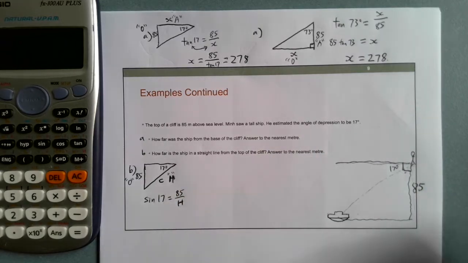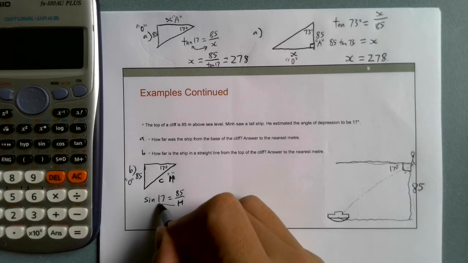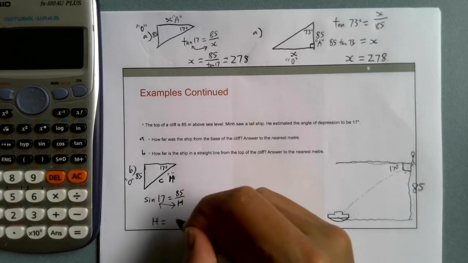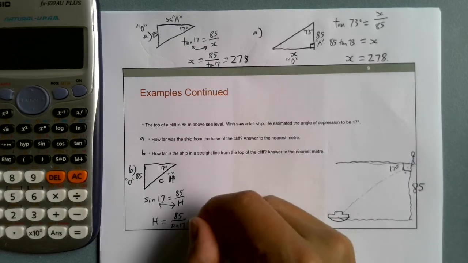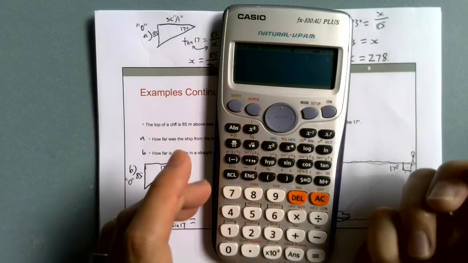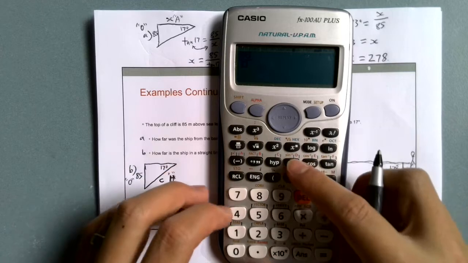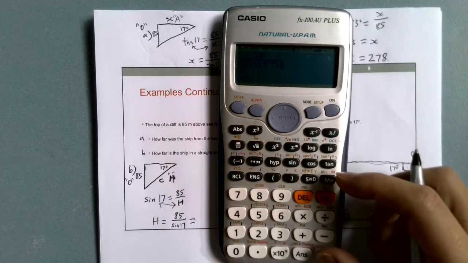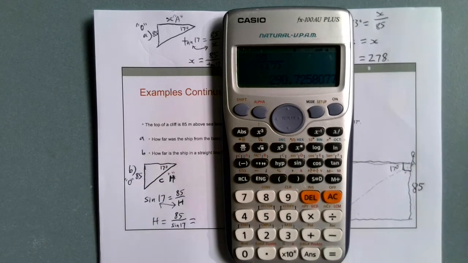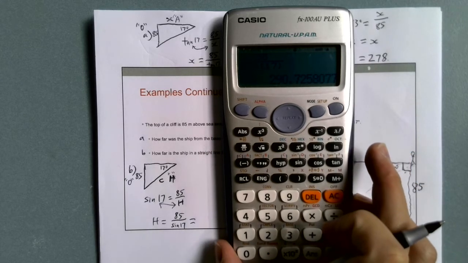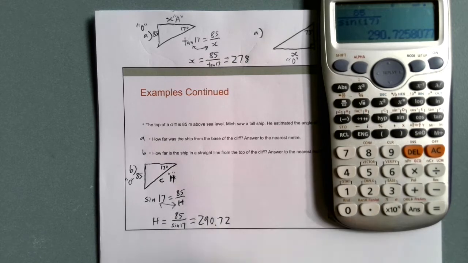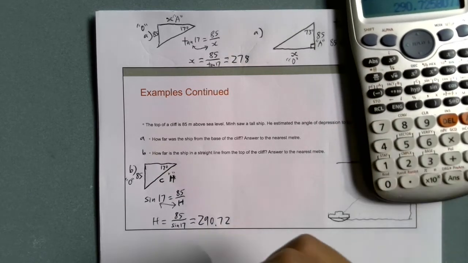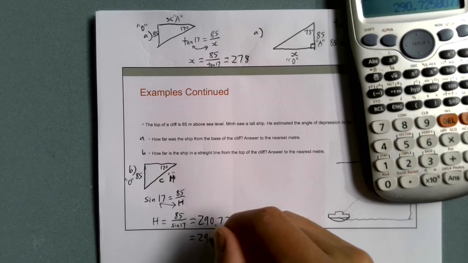Okay, and then what I'm going to do is I'm going to swap these again. H equals 85 over sine 17. And when we type that in our calculator, and this time I'm going to remember to close the brackets, we end up with our distance of 290.72. Again, answering to the nearest meter, that's 291 meters.